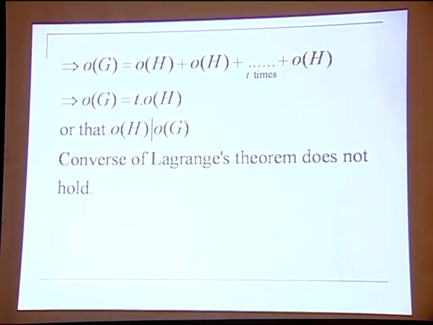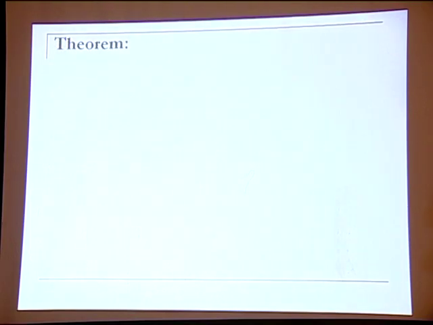So this implies order of G is equal to order of H plus order of H plus order of H and so on, which means order of G is equal to T into order of H. So order of H divides order of G, because substituting the value of T, order of G is equal to order of H multiplied by some T. The converse of Lagrange's theorem does not hold.